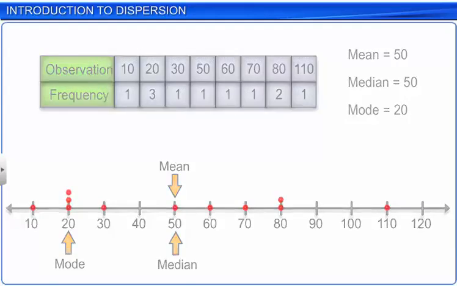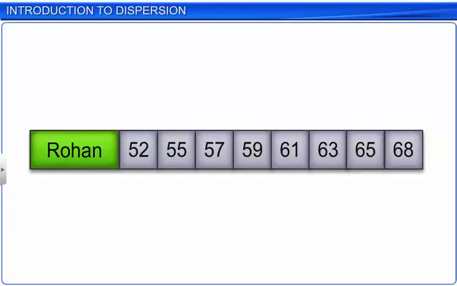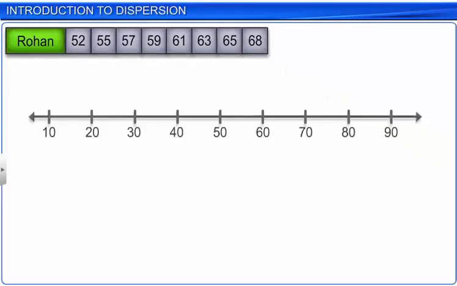Let's look at an example. The table shows the data of marks scored by a student in 8 subjects. Let's represent this data as dots on the number line. Here, we can see that the data are scattered along the line.